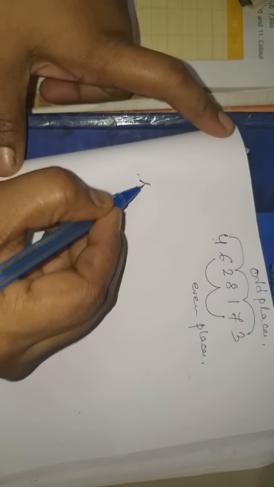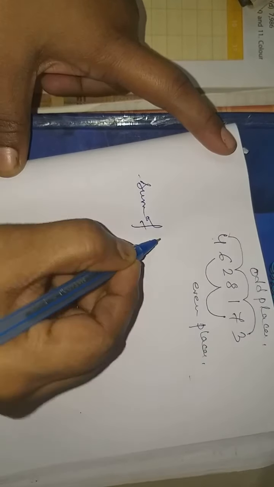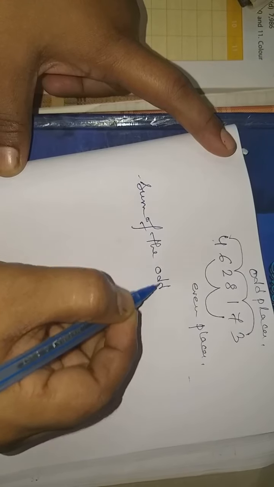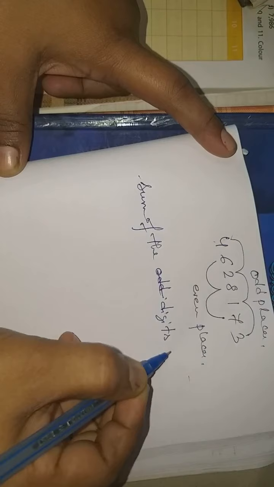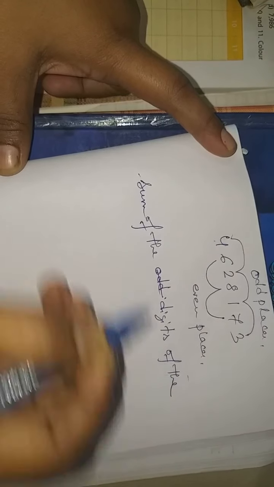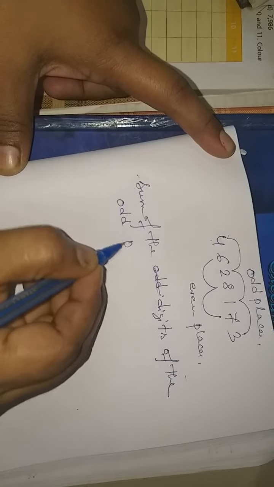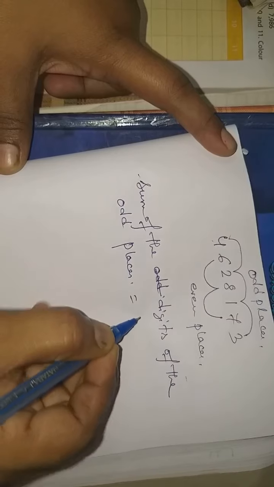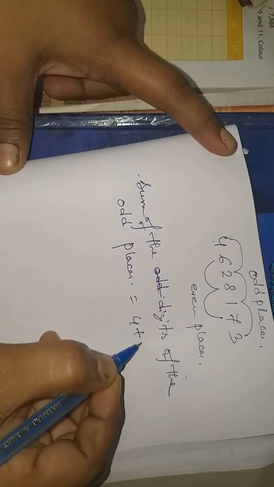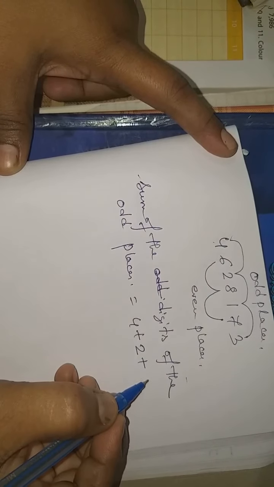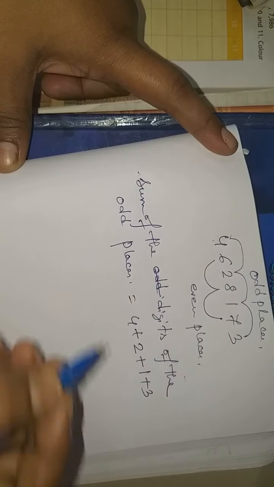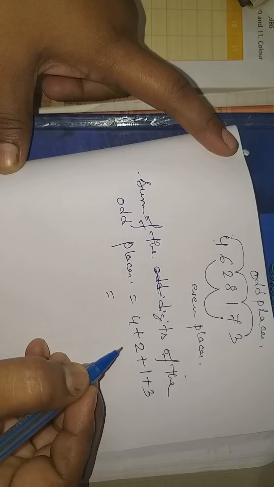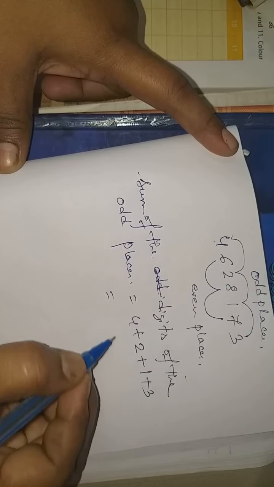The sum of the digits of the odd places is 4 plus 2 plus 1 plus 3. That is 4, 6, 7, 10. So the sum is 10.